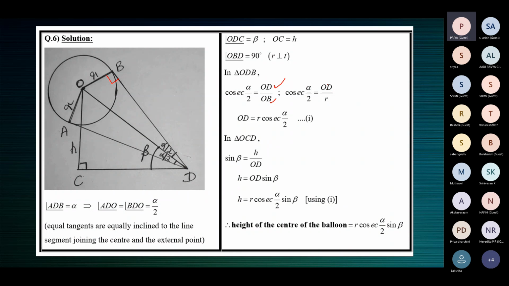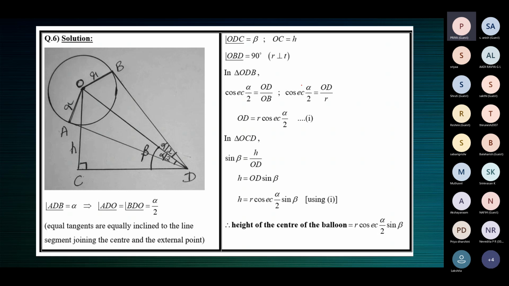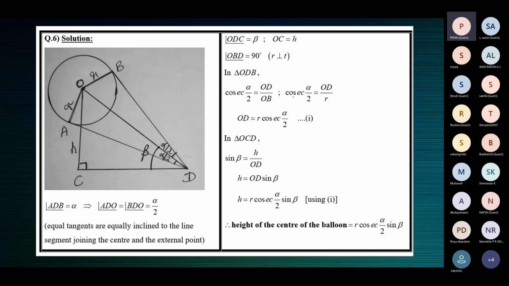See, it's not OD into 2 is 2 OD. It's not that, children. Alpha by 2 is one angle. You cannot separate it from cosecant. Cosecant alpha by 2 is one thing. It's in the numerator. When you cross multiply, it becomes R into cosecant alpha by 2 is equal to OD. So we are done with one right triangle where we have alpha by 2.